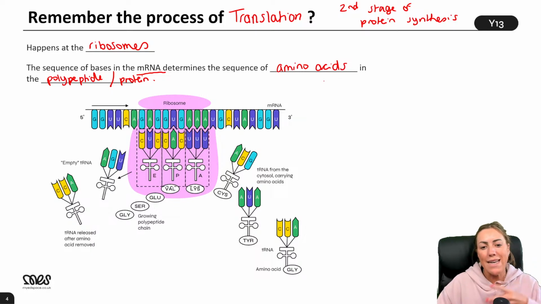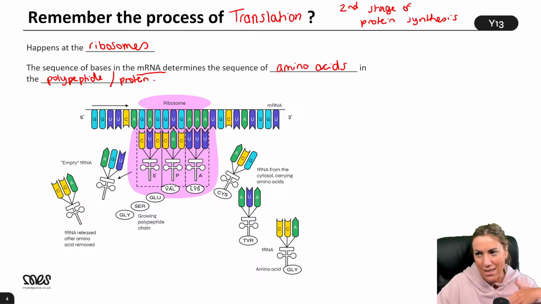So the sequence of bases in DNA determined the sequence of bases on the mRNA. And now the sequence of bases on the mRNA is going to determine the sequence of amino acids in the polypeptide, which is just the chain of amino acids, right? That forms the protein. Okay.